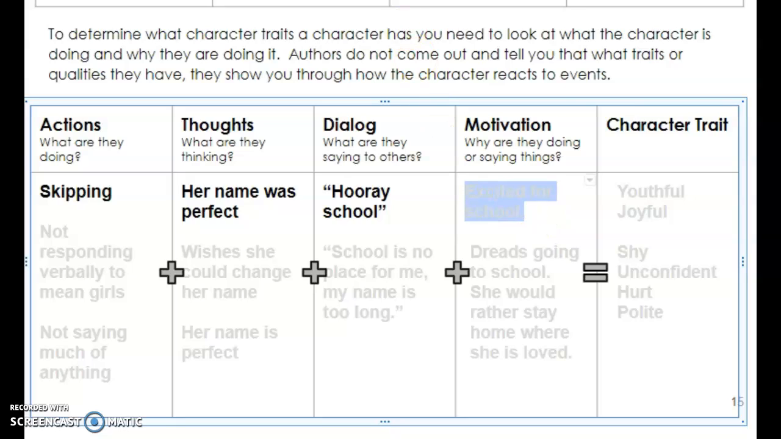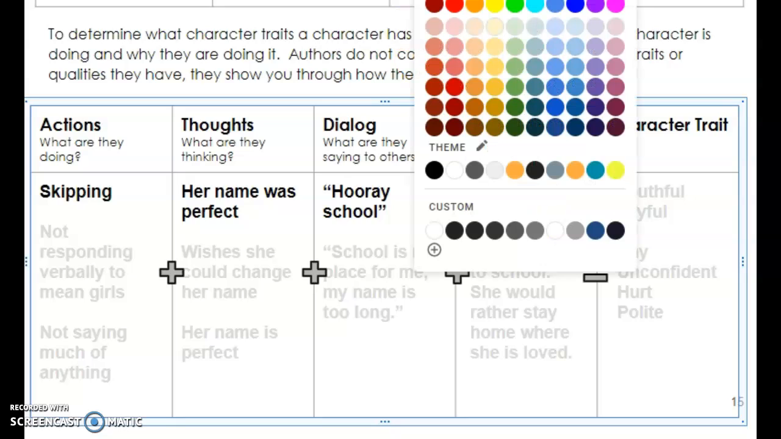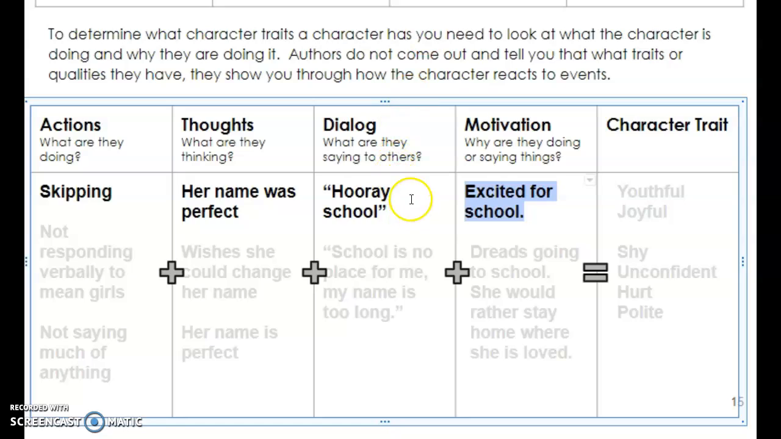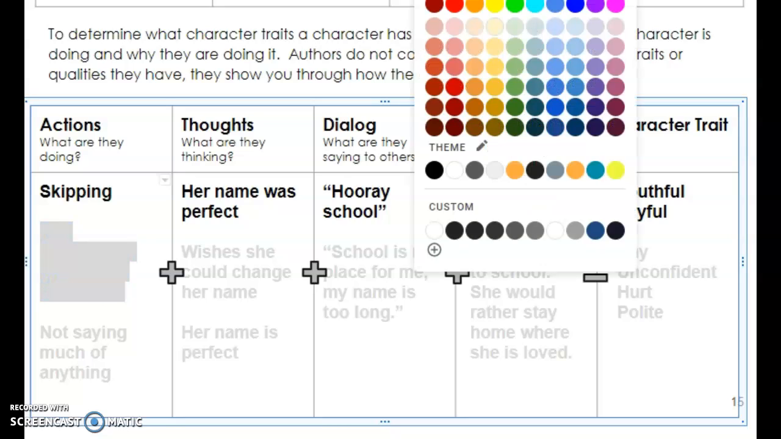And right there, that's her motivation. Her motivation is, why was she skipping? Why did she think her name was perfect? Why did she say hooray, school? Because she was excited. And so things that we could add for character traits there was she was youthful and joyful. But then as the story goes on, we see things like she's not verbally responding to the mean girls.